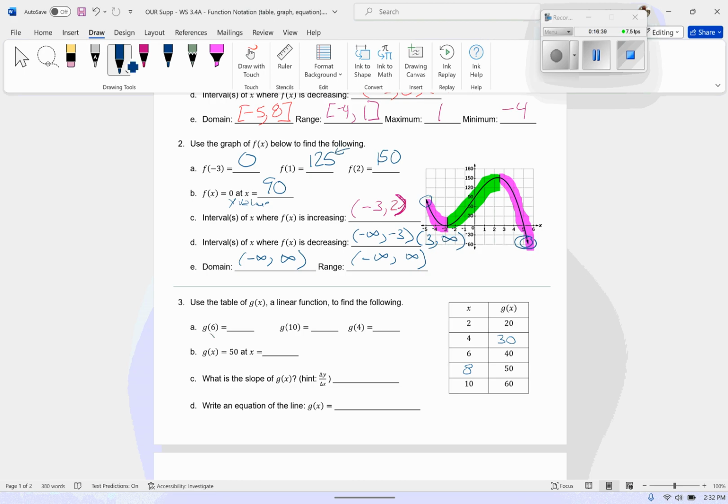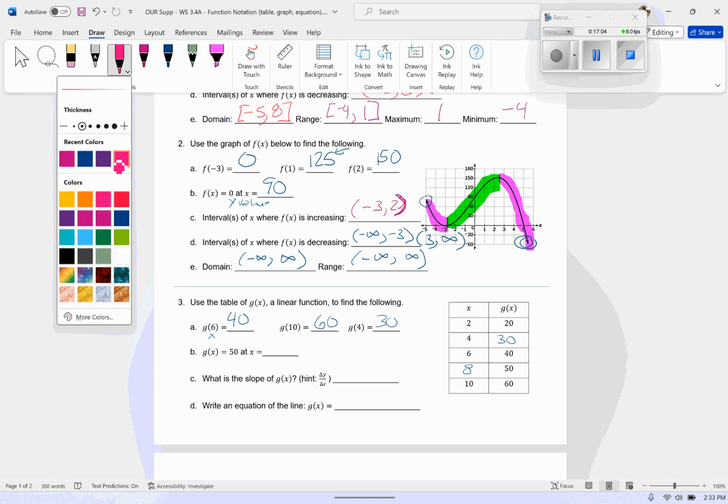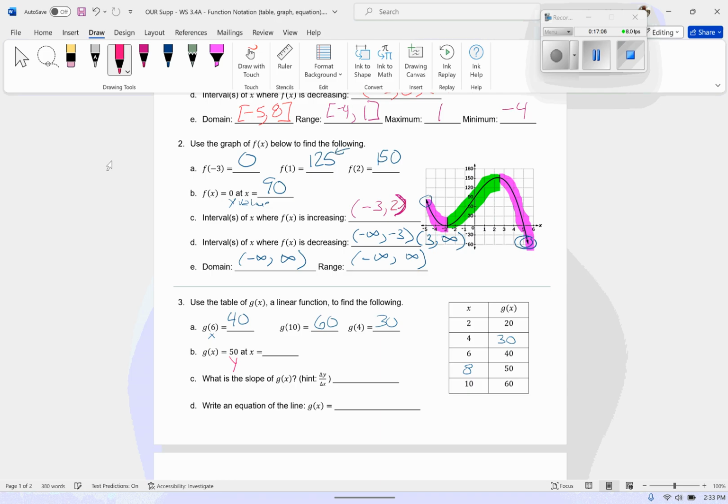Remember, this is an x value. So what is g at 6? Find the 6 in the x column. 40. That goes with it. What about g at 10? What's the y value there? 60. What about g at 4? 30. Oh, that's almost easier than the graph, right? Now, on this next one, we have to remember that this is a y value here. So we need to find 50 on the y value, which is that. So it's going to be at the 8.